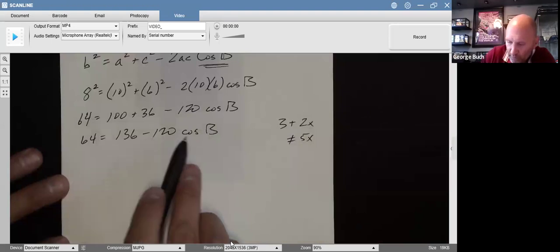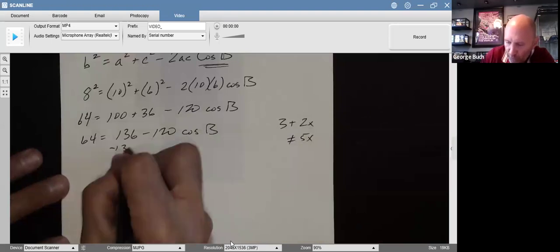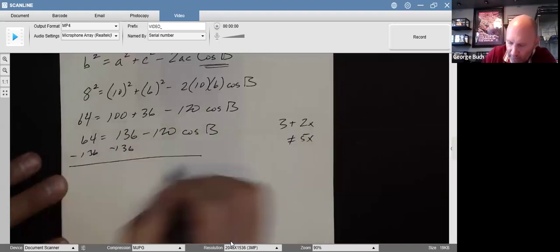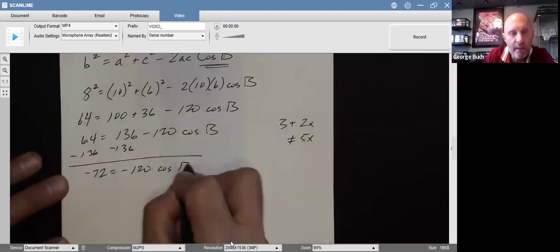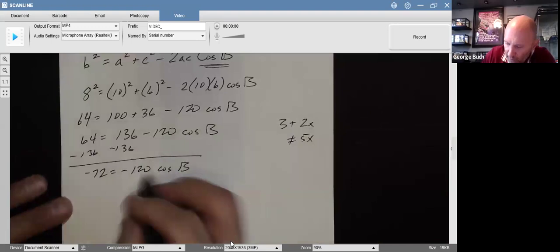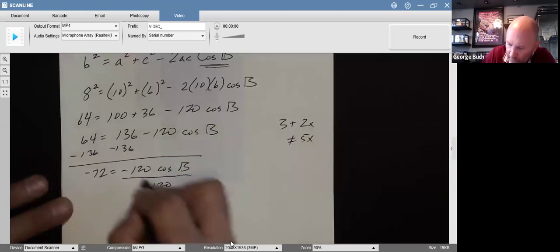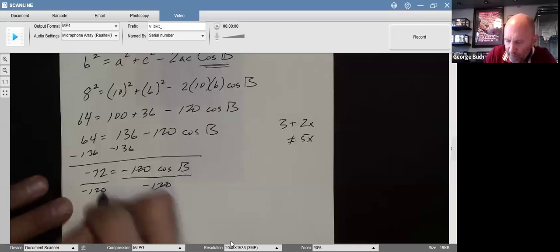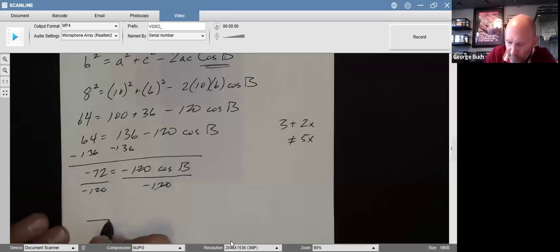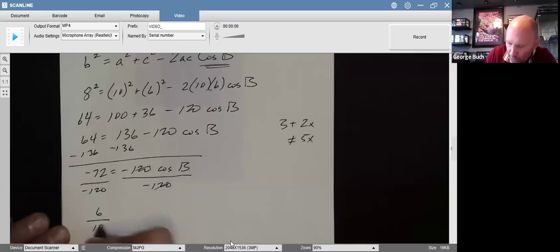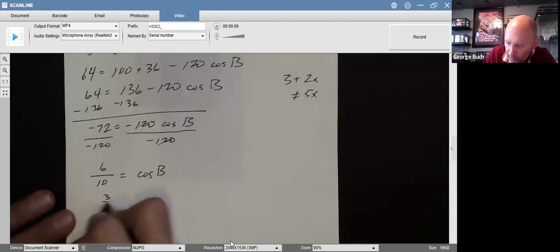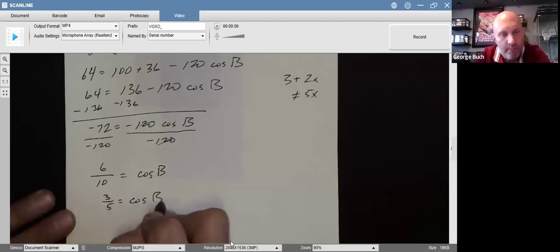So the only thing I can do next then is minus 136 from both sides to get negative 72 is negative 120 cosine of B. Divide by negative 120. And so simplify this guy, negative over negative is positive. If I divide both of these 12 by 12, I get 6 over 10 is cosine of B. And I can simplify this, divide them both by 2. I get 3 over 5 is cosine of B.